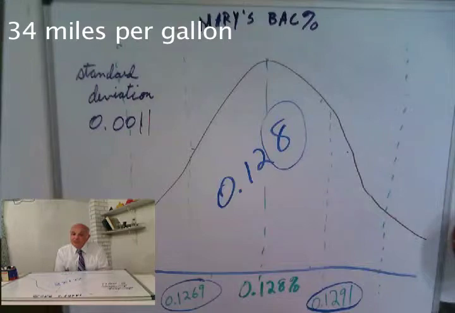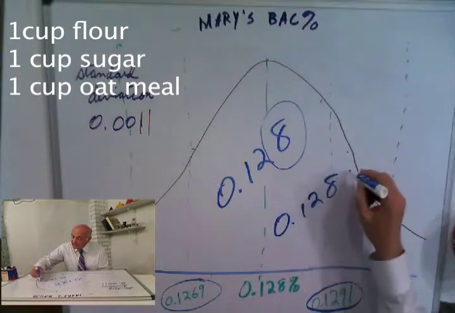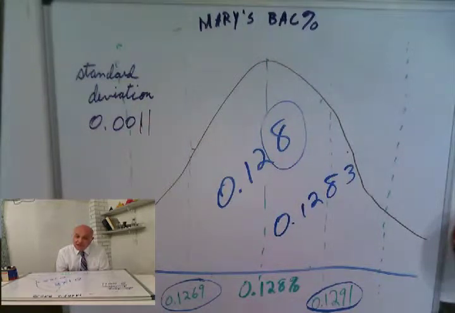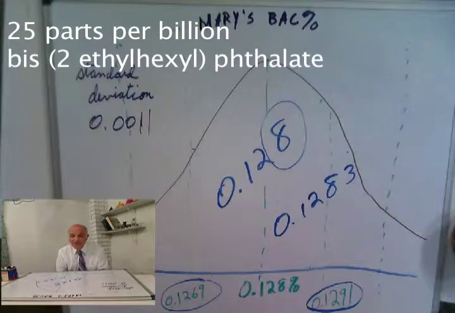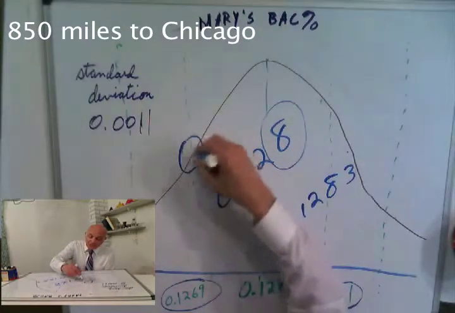What would it mean if we reported it to four significant figures? Let's say we wanted to report it out as 1, 2, 8, 3. Well, that would be academically dishonest. I don't know if it's criminal, but, you know, the blood alcohol is 0.1283? Well, no, you don't know what it is to that far out. So it's dishonest.